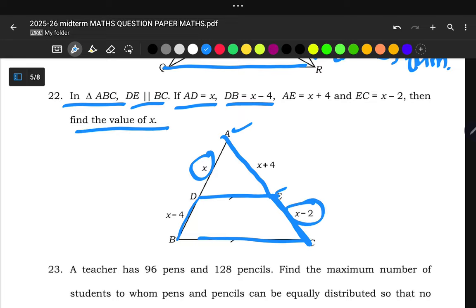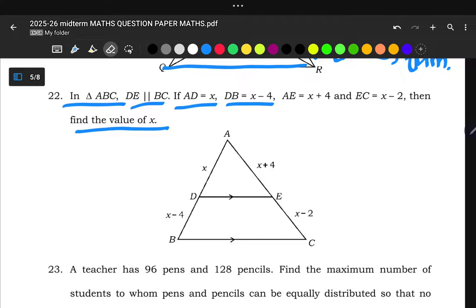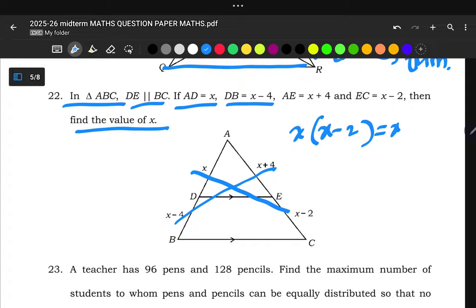Then find the value of x. It means what you have to find here is the length of AD, that is the x value. See, just by cross multiplying you will get your answer. Just multiply x into x minus 2 and x minus 4 into x plus 4. You know, x into x minus 2 equal to x plus 4 into x minus 4.